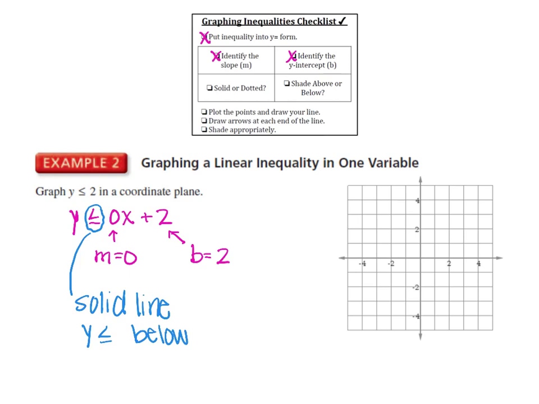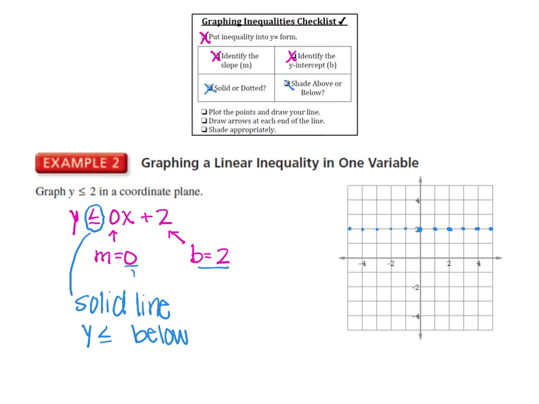So if I graph y is less than or equal to 0x plus 2, my y-intercept is where I start. So on my graph, I'm putting a point at 2. And then I need to go up 0 over 1. So up 0 over 1, up 0 over 1. Oh, well, since there was just one letter, remember, that always meant it was either a horizontal or a vertical line. Right? We decided it's a solid line.